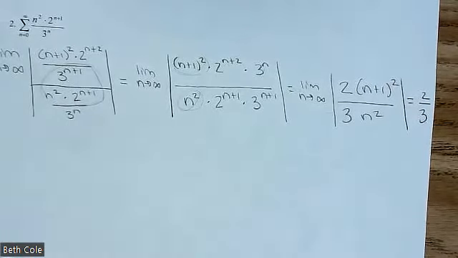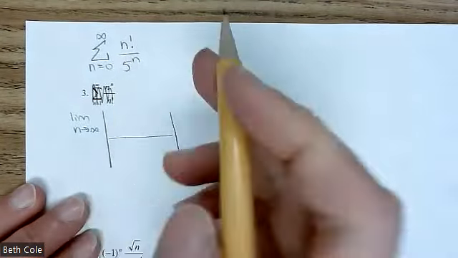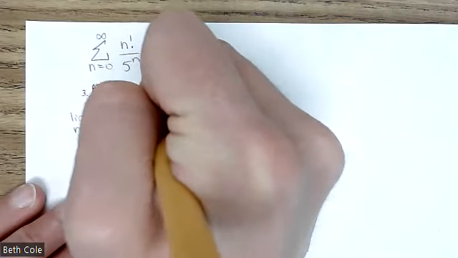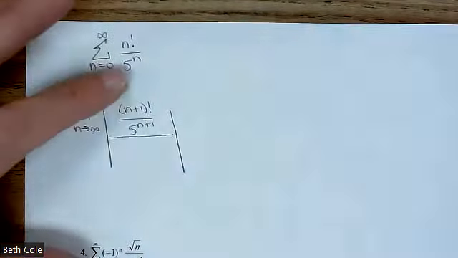All right, so we're going to do limit n goes to infinity, and then we're going to plug in n plus 1. That's what'll go on the top. So you'll have n plus 1 factorial over 5 to the n plus 1. So it's the series, but just plug in n plus 1. And then on the bottom, you just copy that over.